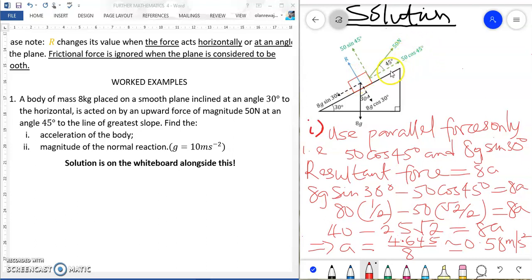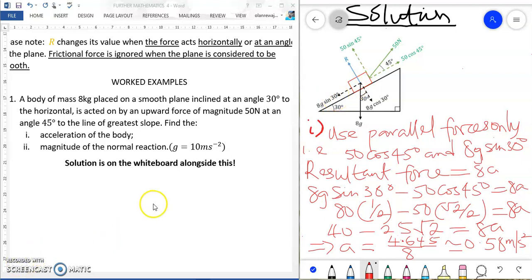Now, the side adjacent to the angle 45 degrees here is always cos, and the side opposite to the angle 45 degrees is always sine. And likewise for the weight, the side adjacent to the angle 30 degrees is always cos. The adjacent side is always cos, and the opposite side is always sine.